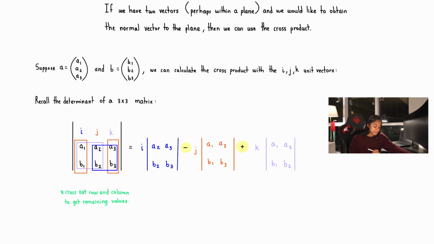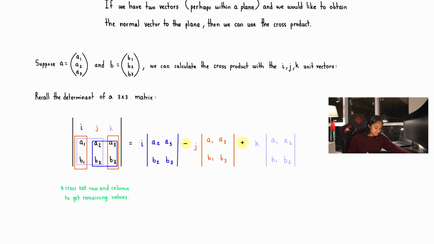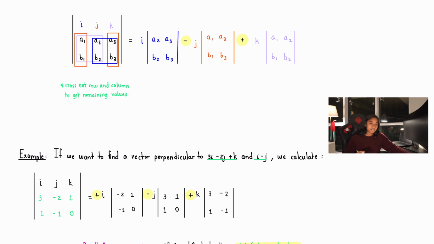Same thing we're doing for k. Cross out the row, cross out the column. What are we left with? A1, B1, A2, B2. And from here, all we need to do is simplify the 2x2s. Okay, so this is a 2x2 here, right? So let's look at an example.